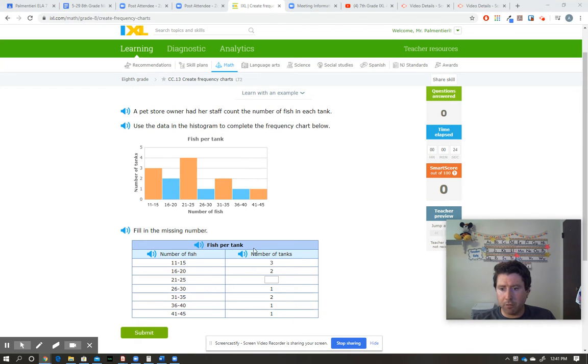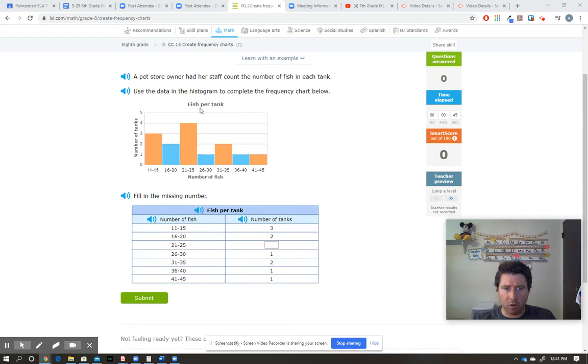This is your IXL for Friday, which is CC13, Create Frequency Charts. Now, it looks difficult, but you just have to read the problem, and it's really easy to figure out. It says here, a pet store owner had her staff count the number of fish in each tank. Use the data in the histogram to complete the frequency chart below.